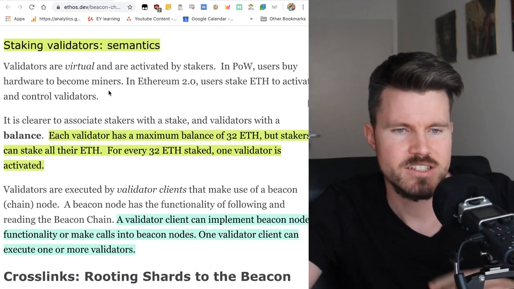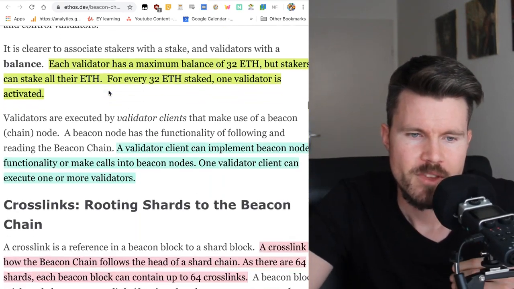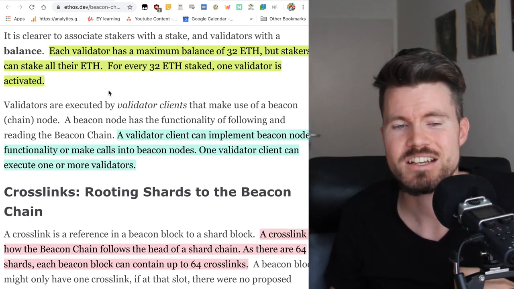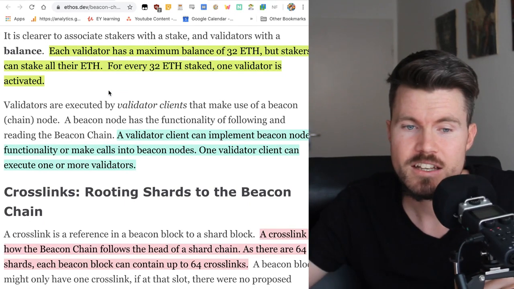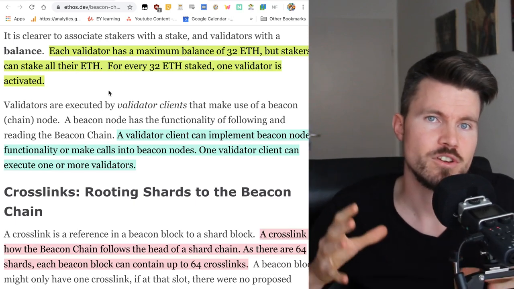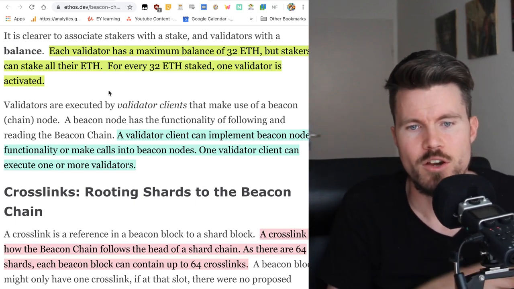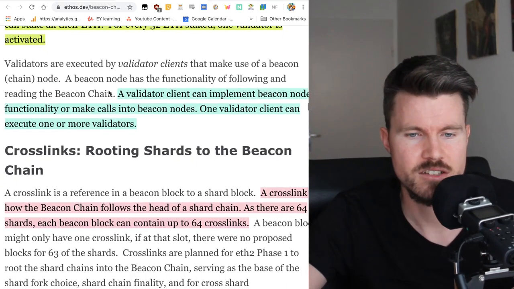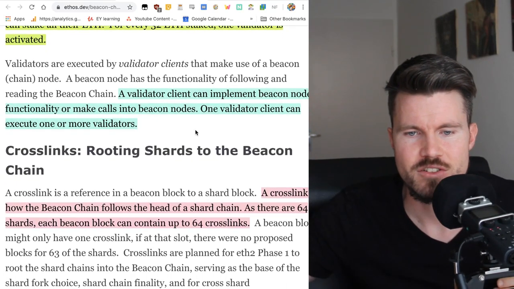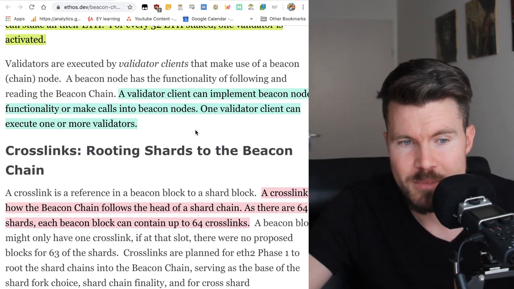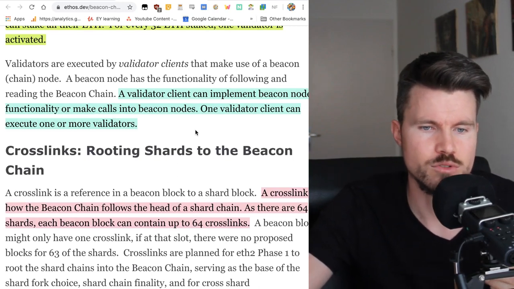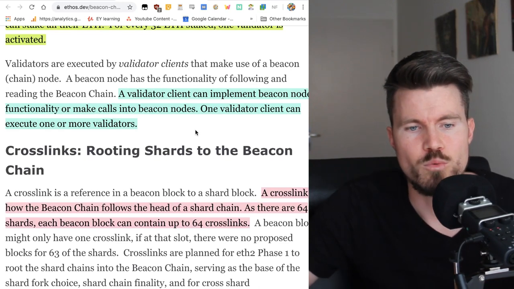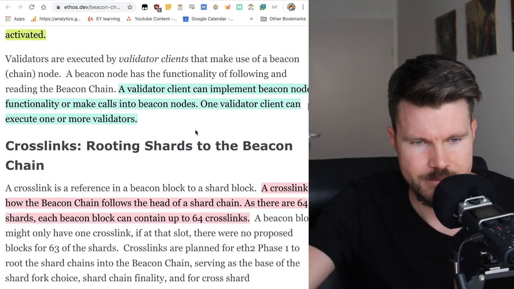And staking validators. Each validator has a maximum balance of 32 Ethereum, but stakers can stake all of their ETH, and for every 32 ETH that they stake, one validator is activated. That's important to understand. Furthermore, a validator client can implement a beacon node functionality or make calls into beacon nodes, and one validator client can execute one or more validators.